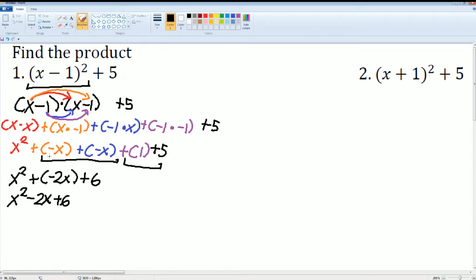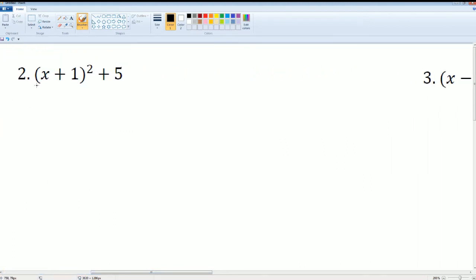So we had to combine the two inner terms, because that's just the product from FOILing. Then you had the extra 5 here, which is just added to the constant term.